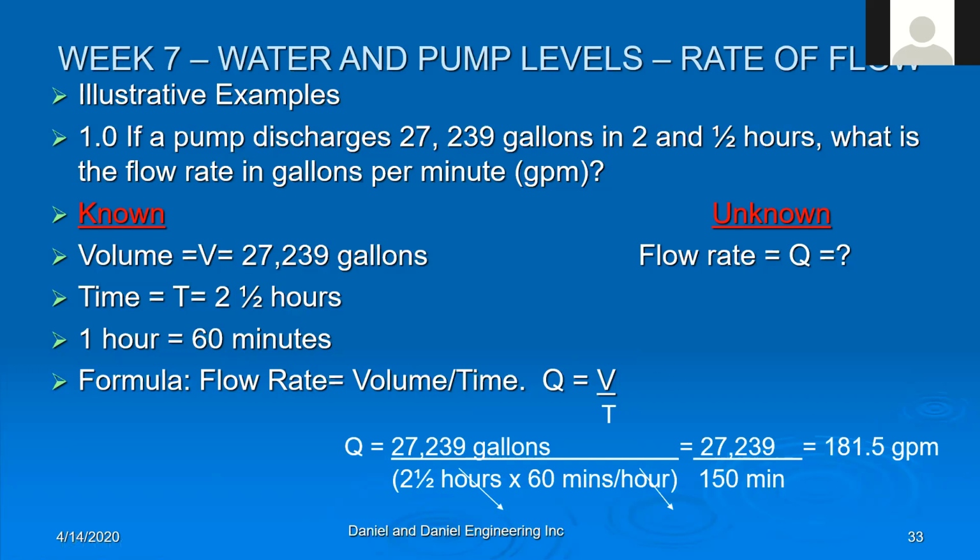Everybody clear on that? So stay with that formula. You will see it and many other formulas as you go forward in the course and as you go to level 1 and level 2. The flow rate is always equal to the volume divided by time. If you don't have any doubts, I could press on.